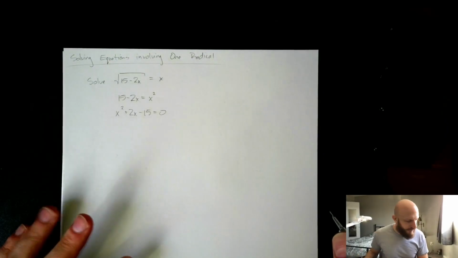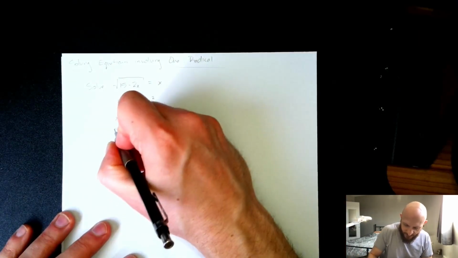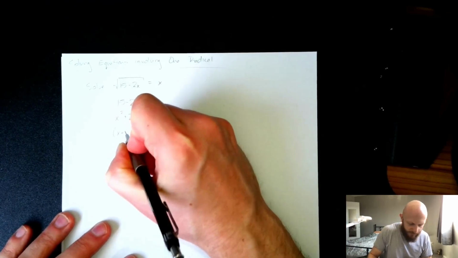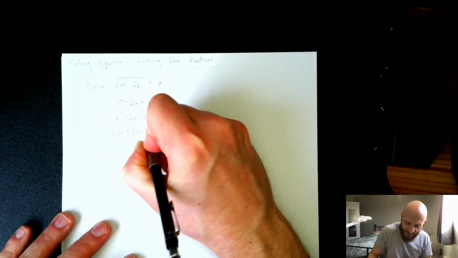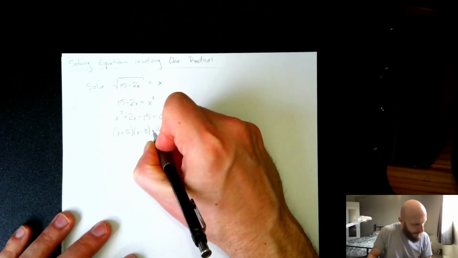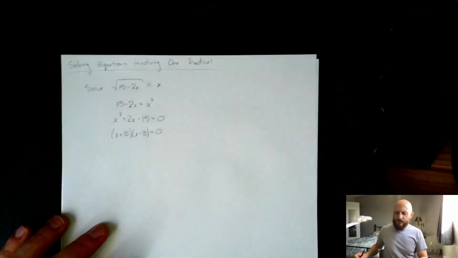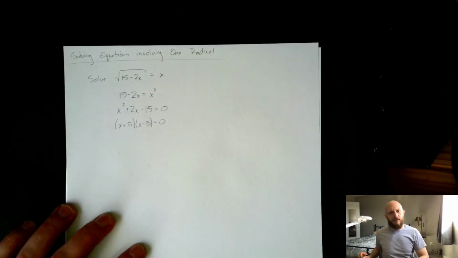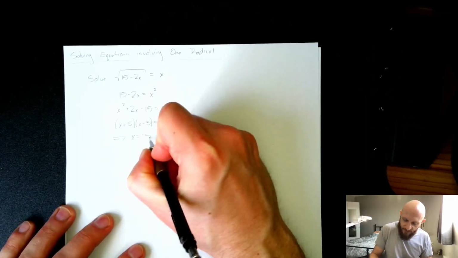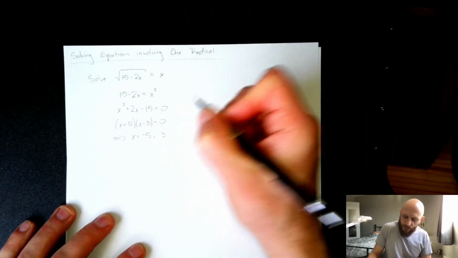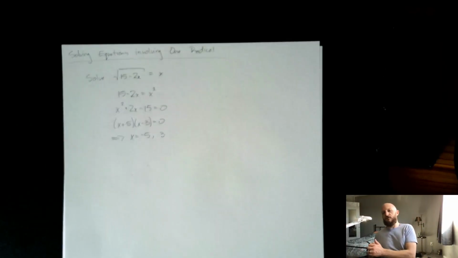And this does factor. Without getting into all of the factoring, I have a video for that, so if you are a little rusty on factoring, you might want to check out that video. It factors to x plus 5 times x minus 3, which then gives us the solutions: x equals negative 5 and x equals 3. Great, we got two solutions.